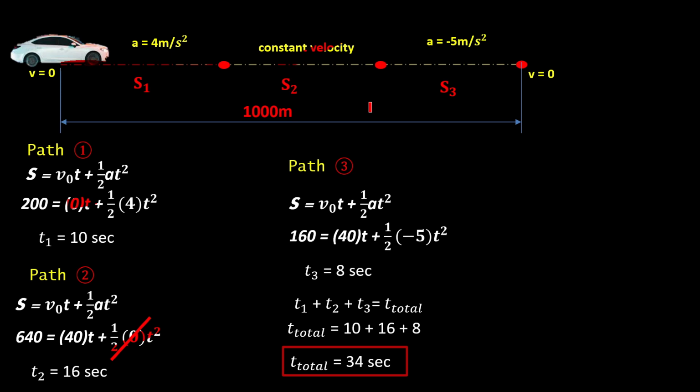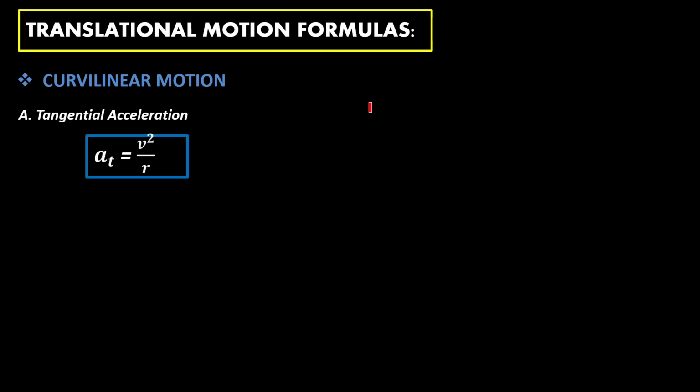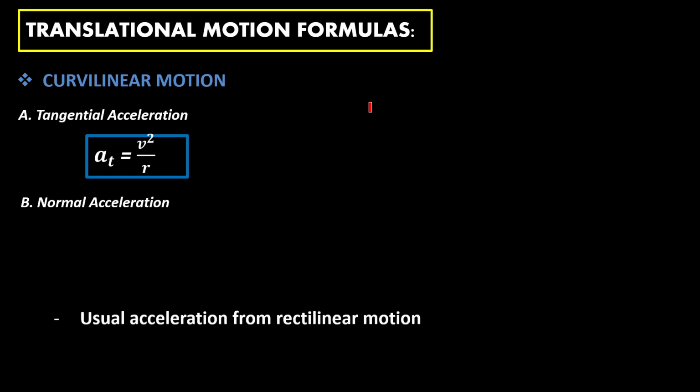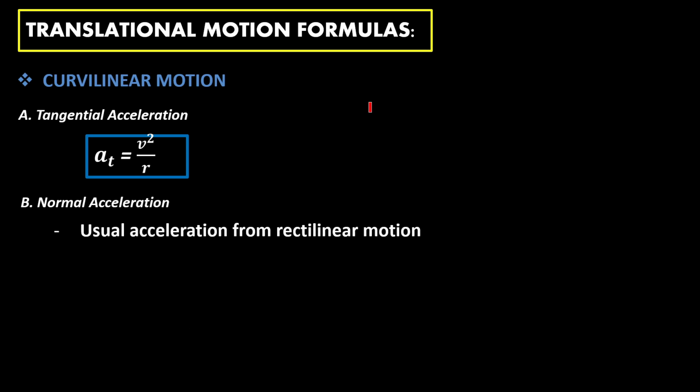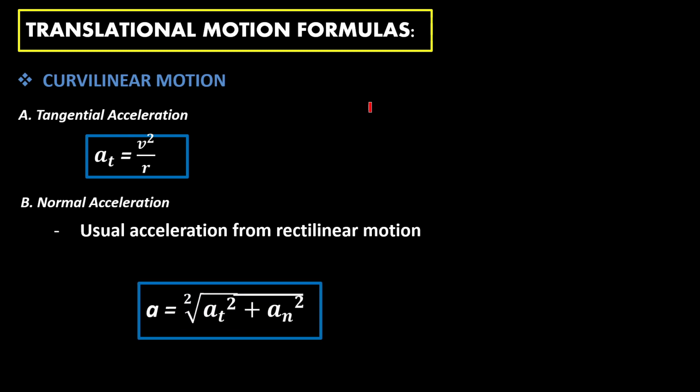Okay na? So, yan. Okay na tayo sa rectilinear motion. Punta tayo sa curvilinear motion. So, curvilinear motion, meron tayong tangential acceleration and normal acceleration. So, normal acceleration is velocity squared over r formula. Tangential acceleration, yung usual acceleration galing sa rectilinear motion. Para makumpit yung total acceleration, using Pythagorean theorem, square root ng tangential acceleration squared plus normal acceleration squared.